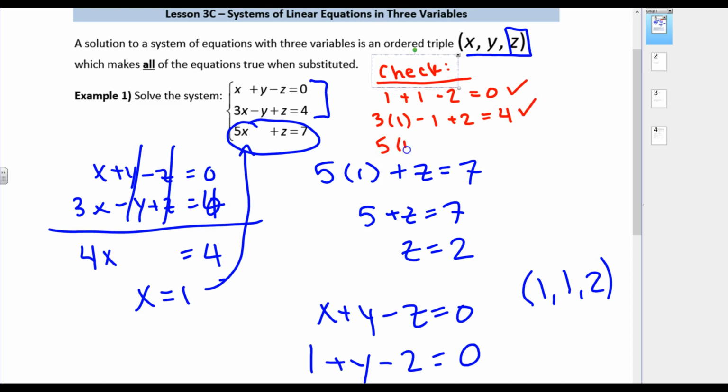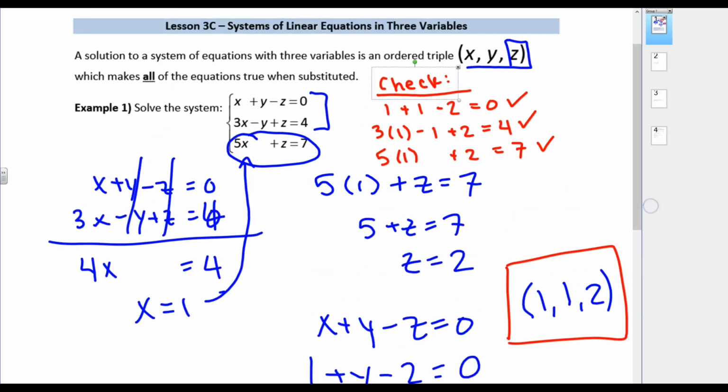And then 5 times 1 plus 2 does equal 7, so that works. So this point satisfies all three equations, therefore it is a solution to the system of equations.